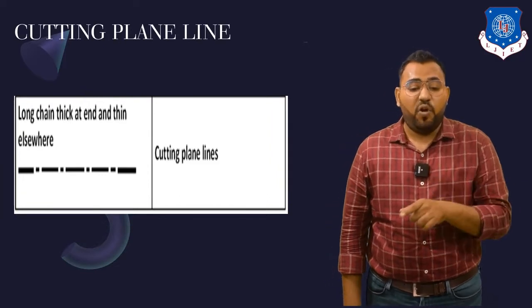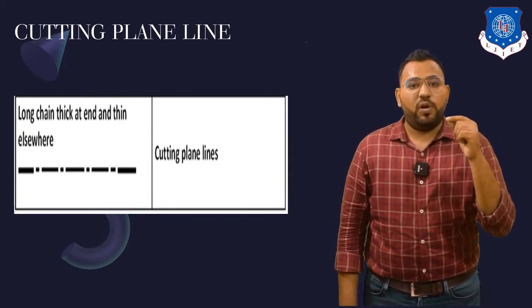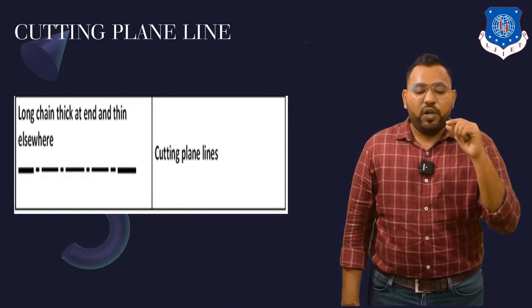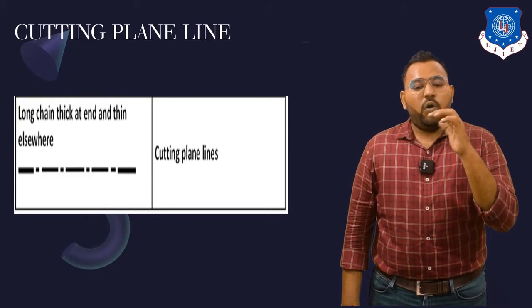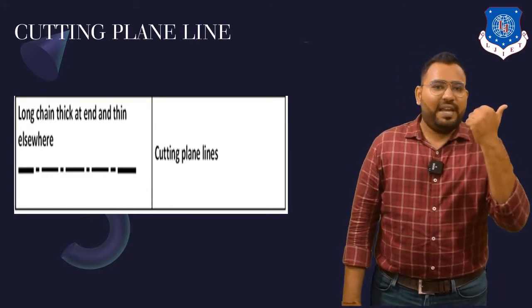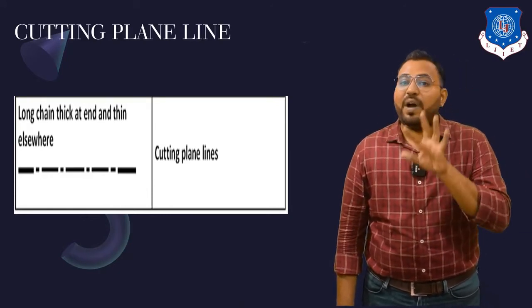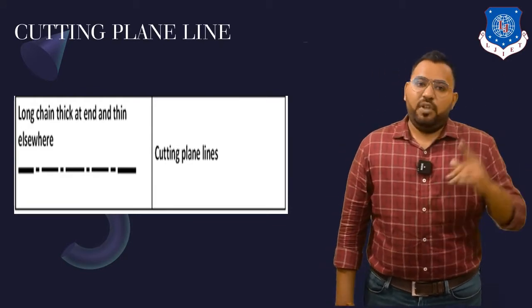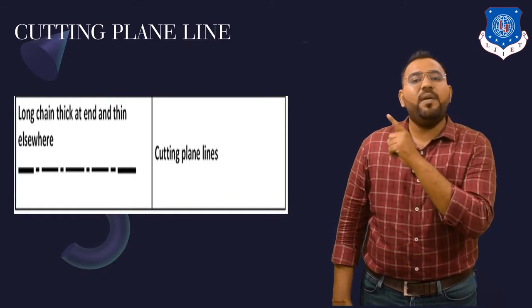So you can see the symbol of cutting plane line. Big line, short line, big line, short line, big line, short line, or sometimes it is big line, dot, big line, dot, big line, dot. You can do it in both ways. But the starting big line and the ending big line must be dark. So the starting point must be dark and the ending point must be dark.